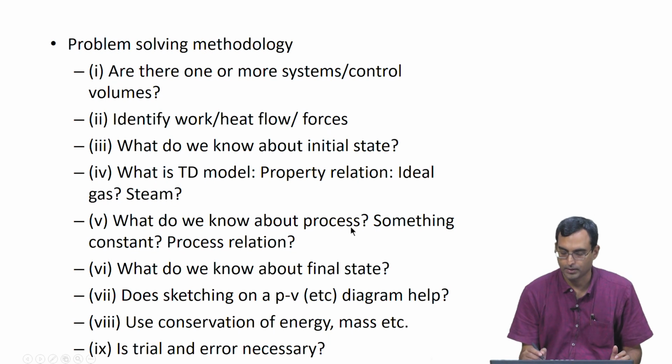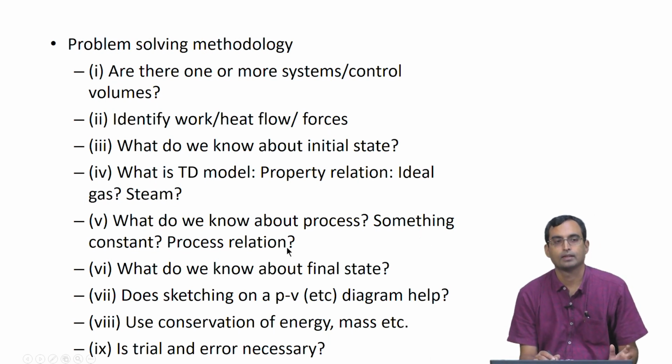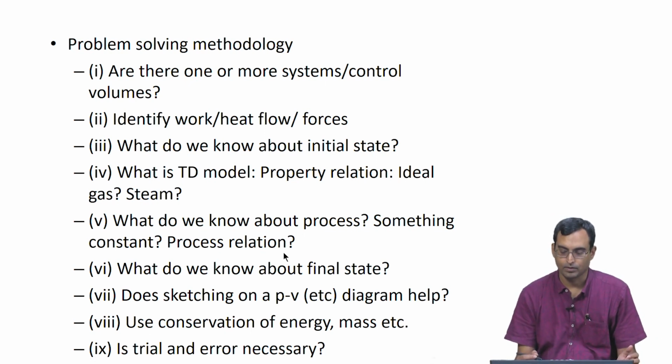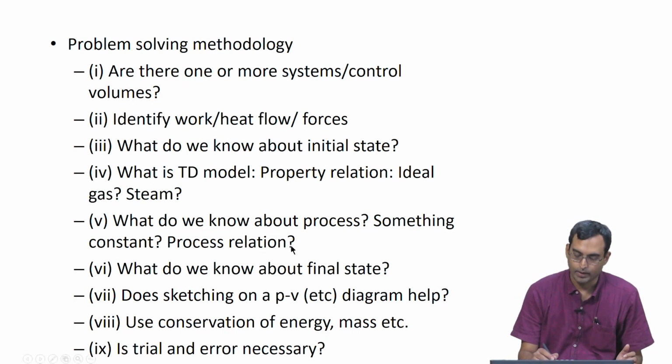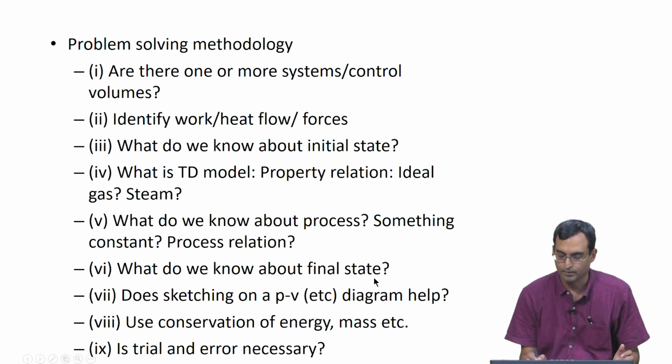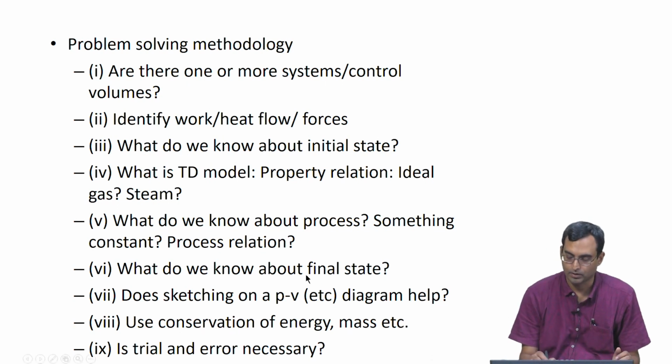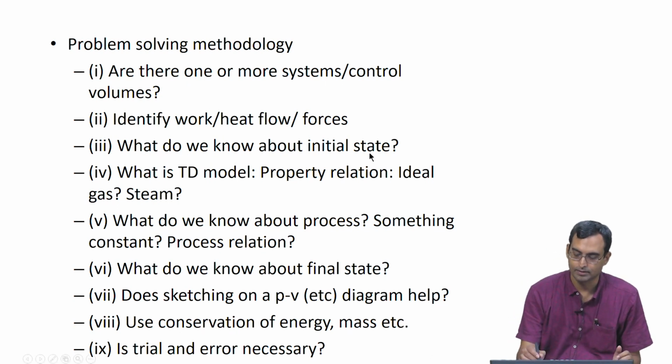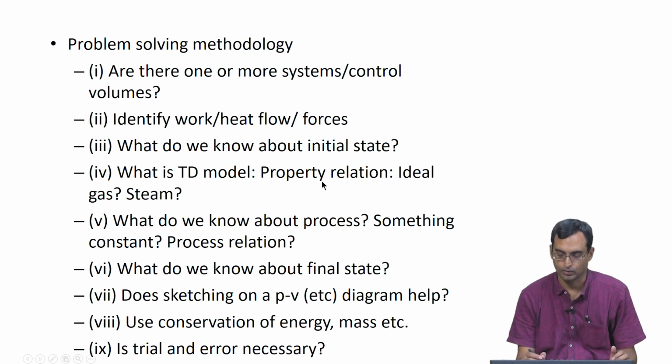So, we will see what we know about the process. Is there something constant, or do we know how the process is happening? Do we know how things change? That is something useful to know. And knowing the initial state, something about the properties and something about the process, it should usually be possible for us to find out something about the final state. Or in some cases maybe we know the final state, but we do not know the initial state. So going through this a couple of times may give us something about the unknown state.